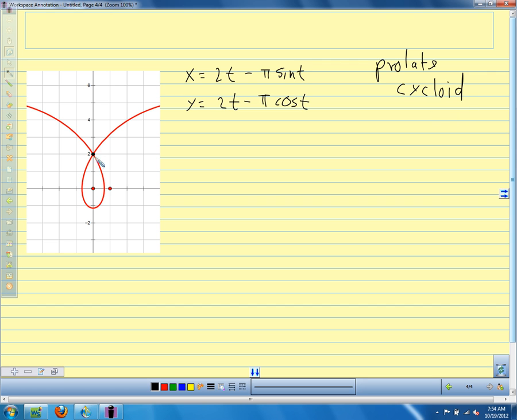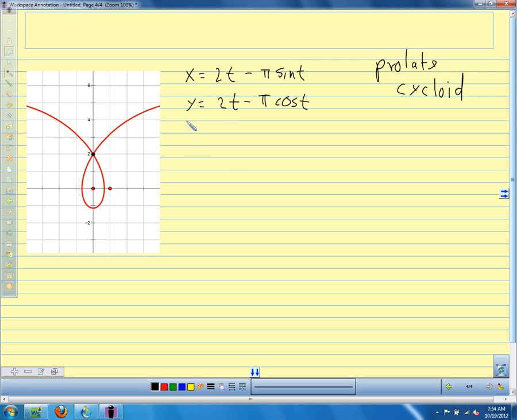So we can see here at the point (0, 2), we can have two tangent lines. Where it crosses over there, we have two tangent lines. So let's find the slope of those two tangent lines using our parametric equations here for a prolate cycloid.